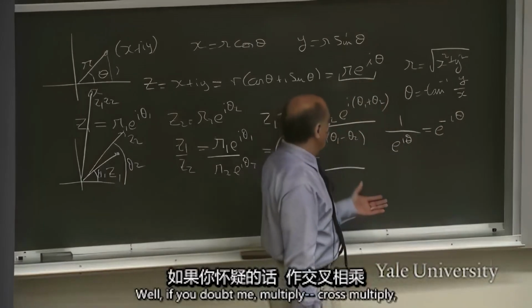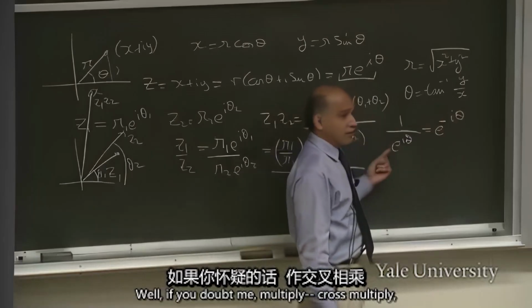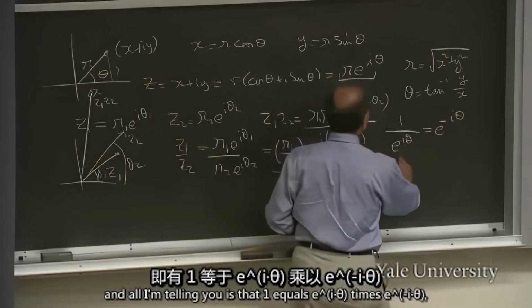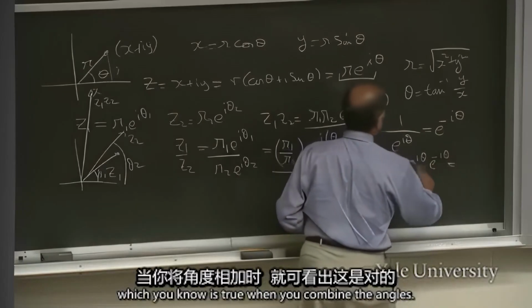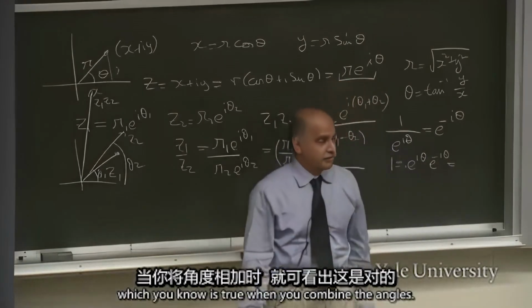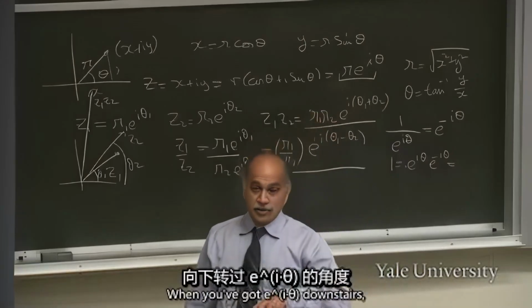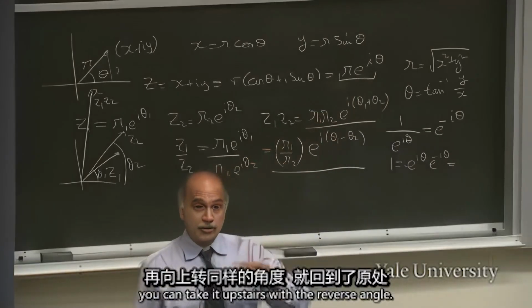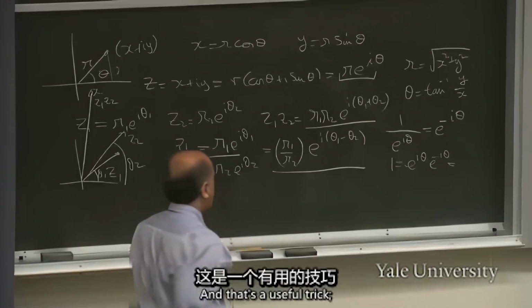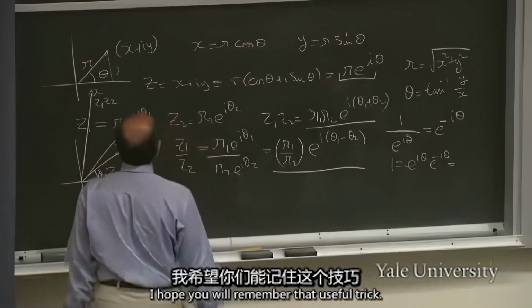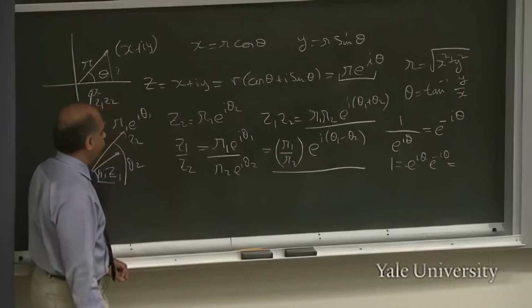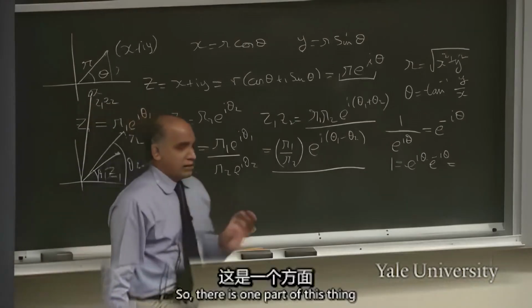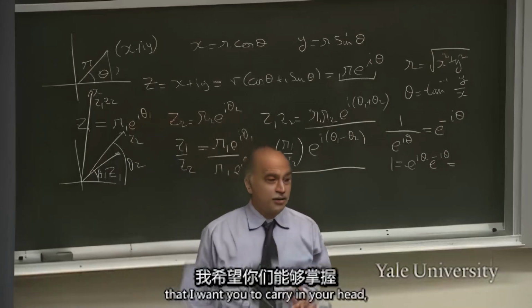Well, if you doubt me, cross multiply, and all I'm telling you is that 1 equals e to the i theta times e to the minus i theta, which you know is true when you combine the angles. So when you've got e to the i theta downstairs, you can take it upstairs with the reversed angle. And that's a useful trick. I hope you will remember that useful trick. There's one part of this that I want you to carry in your head, because it's very, very important.